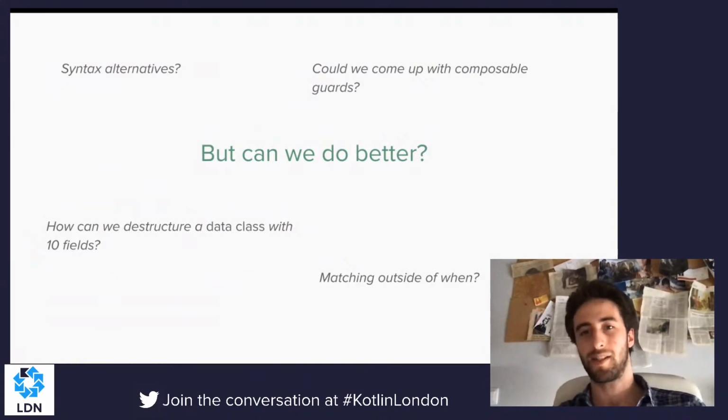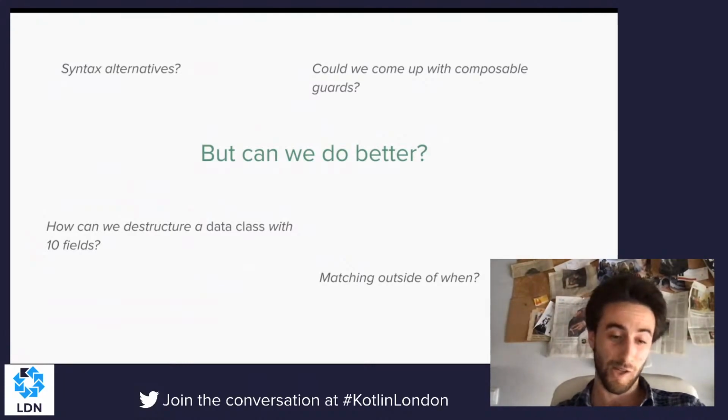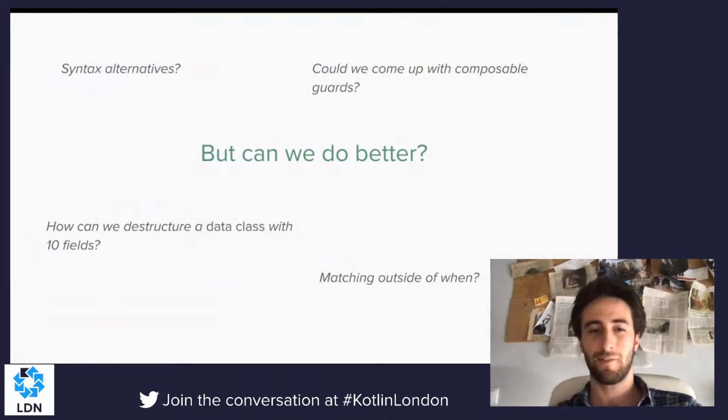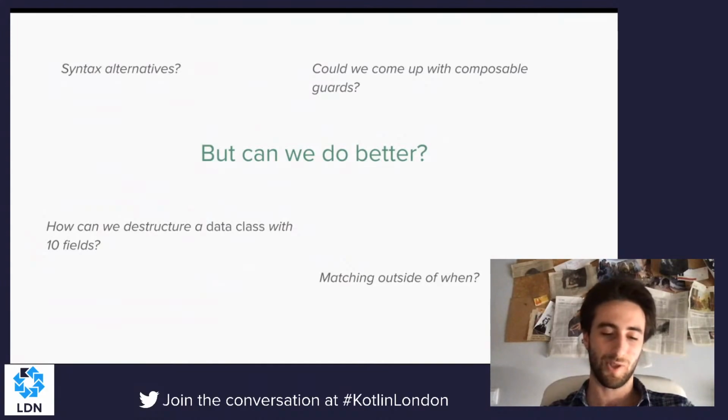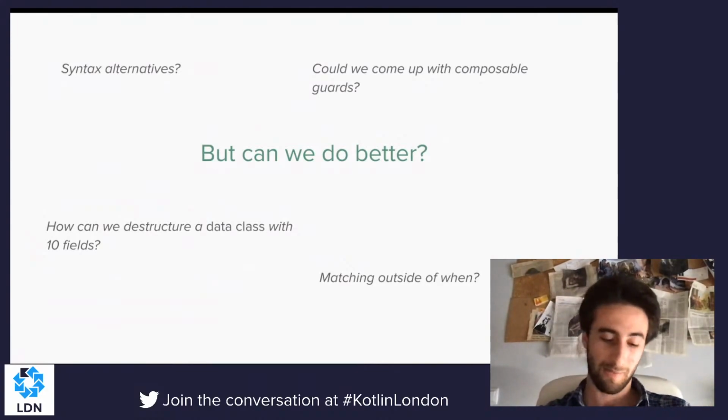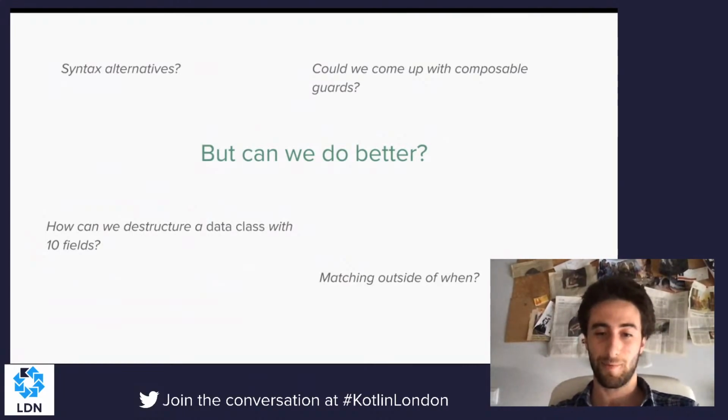We always like good syntax. Can we have nicer guards, like maybe have guards as a function of lambdas and compose them, like we could compose functions? How do we destructure a data class with 10 fields? You can imagine what that would look like. We just have to add wildcards for every single one of the fields. In particular, Scala is kind of having this problem.